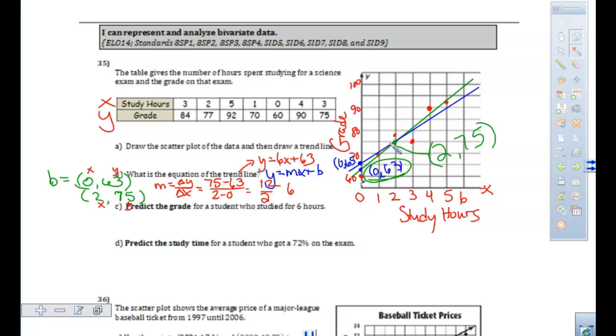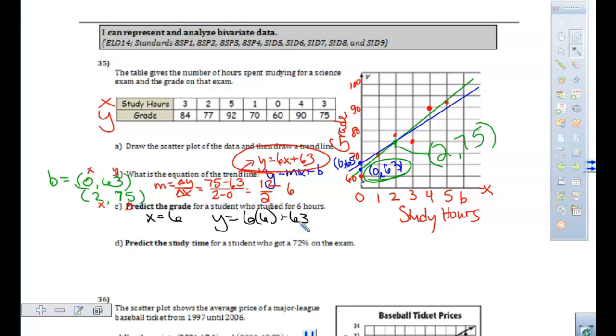Then it says for part C, predict the grade of the student who studied 6 hours. So we're going to use this. What do you think, Harper? Should I be replacing the x with 6 or the y with 6? X, because that's my study hours, right? So if x equals 6, I go to the equation, y equals 6 times 6 plus 63, and I get that answer. And I say that's their grade, right?